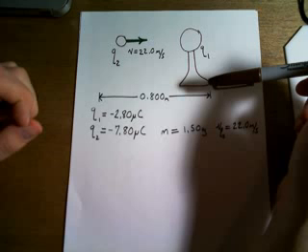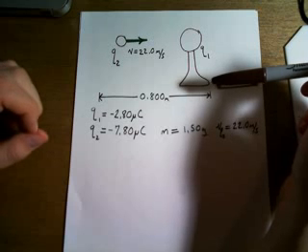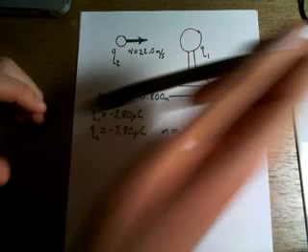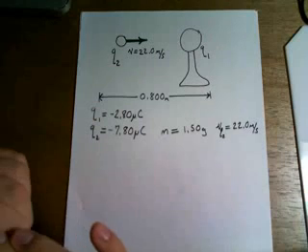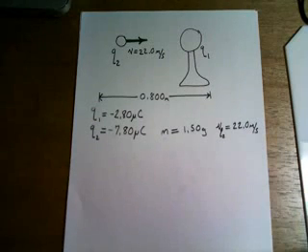And part A is: what is the speed of Q2 when the spheres are 0.400 meters apart? And then part B is: how close does Q2 get to Q1?